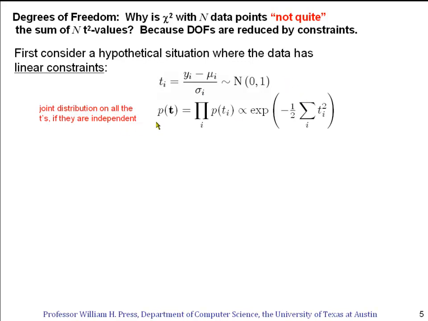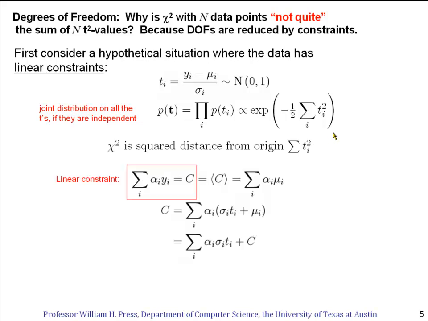And as we've seen several times before, the probability of the vector of these t-values is the product of the probability of the individual t-values, and that is a Gaussian ball, a symmetric distribution e to the minus a half chi squared, where chi squared is just the sum of these t-values squared. Now what's a linear constraint? A linear constraint would be some external circumstance that causes the measured values of y not to be independent, but to satisfy some linear relation, here that the sum of the yi's times some coefficients, alpha i, is equal to some constant value. So what are the consequences of a linear constraint?